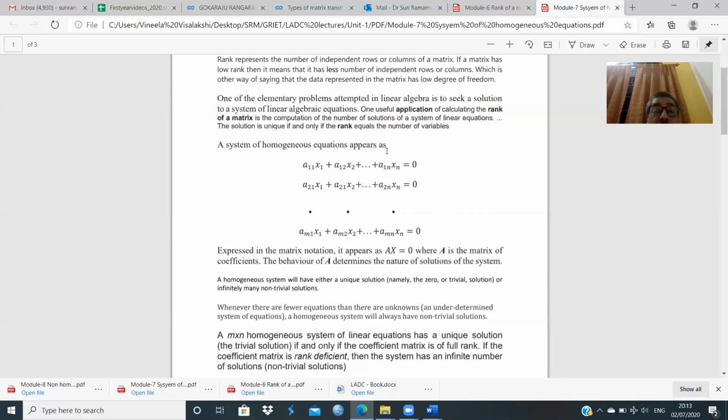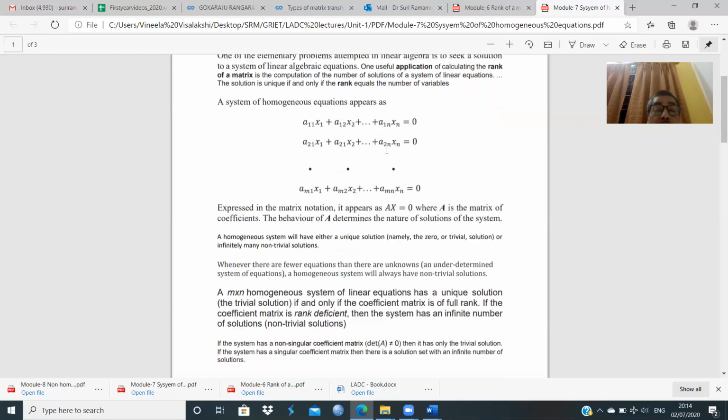Now, when we take this system of equations, we can write it in the matrix form as Ax = 0, where A is the matrix of coefficients. The behavior of A determines the nature of the solution of the system. When we say behavior, the rank will decide the behavior of A.